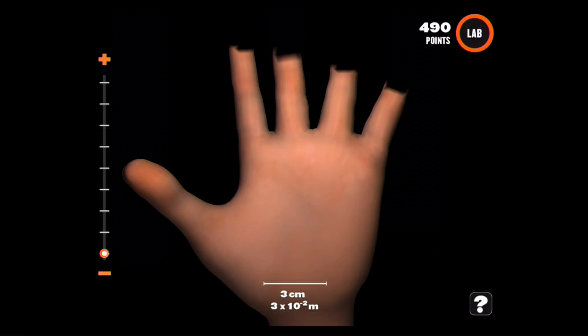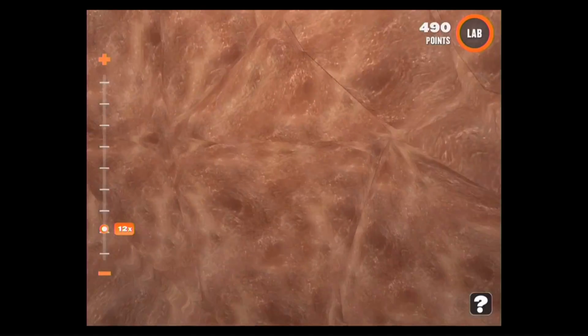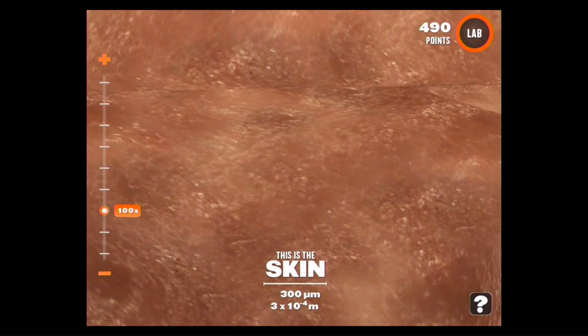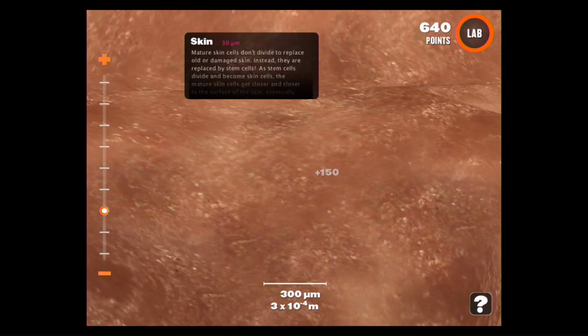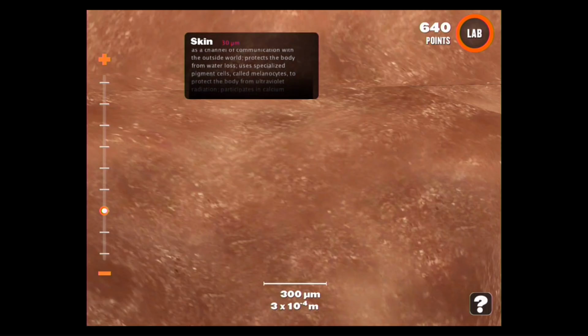As you pinch, it takes you in, and at the bottom it gives you the magnification, 3 times 10 to the -4 meters. Then if you click on it, it tells you a little bit of information about the level that you are at. So it gives you a little bit of information on skin.